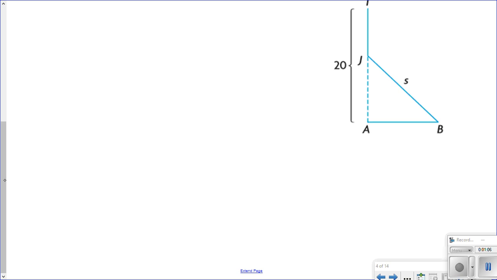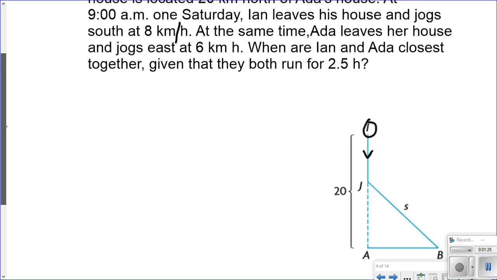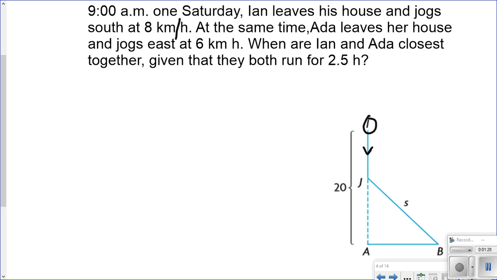Right here, so here's Ian's situation. He's 20 kilometers away and he jogs this way. He's approaching the house here at A. And what's the speed? I think we said 8 kilometers an hour. Good. And so at the same time, as Ian starts here, Ada leaves. Ada leaves her house and jogs at 6 kilometers per hour in an east direction.